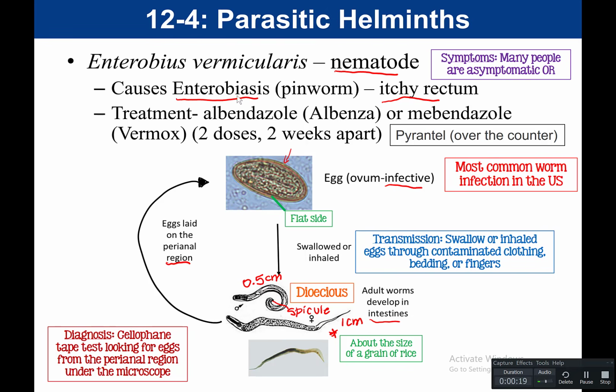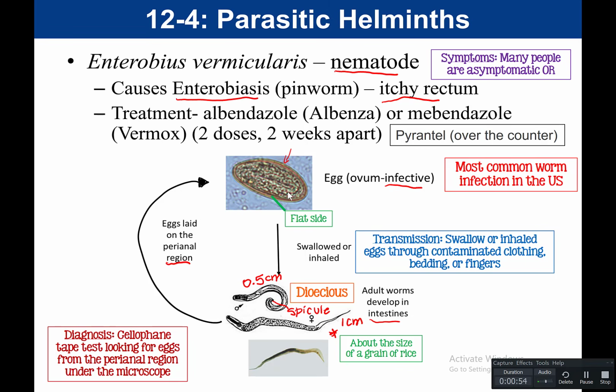So for example, for Enterobius, you need to include in your table that this is a nematode. You want to know that the disease that it causes is referred to as enterobiasis, or what we call pinworm. The symptoms, so here are symptoms. So many people are asymptomatic, or the main symptom would be an itchy rectum. These are the treatments. So you want to know these treatments. You want to know that this is the most common worm infection in the US. Not the most common in the world, but this is the most common in the US.